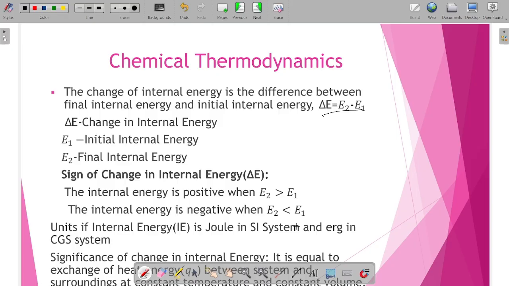What do we mean by the significance of internal energy? Significance means the physical importance of this internal energy. It is equal to the exchange of heat energy between the system and the surroundings at constant temperature and constant volume. We will go through this in detail when we continue in the next class, that is, the laws of thermodynamics.